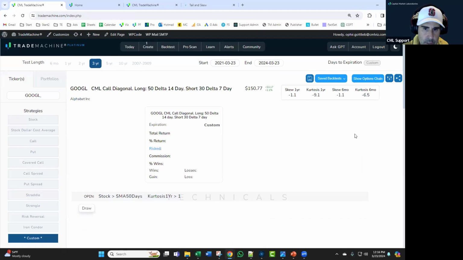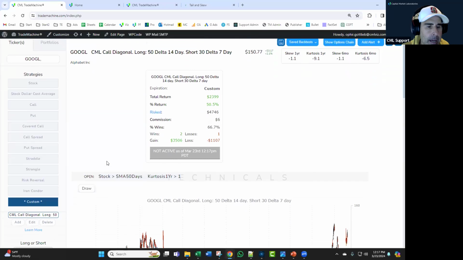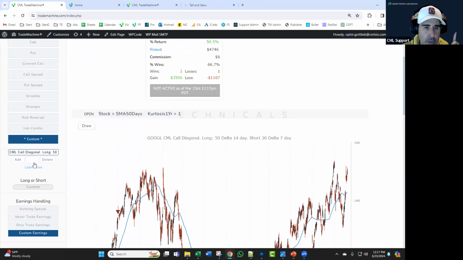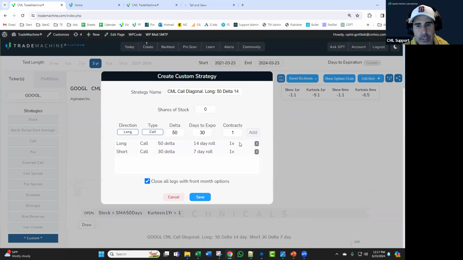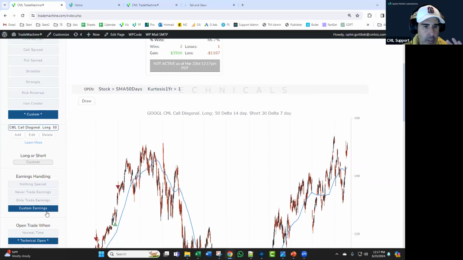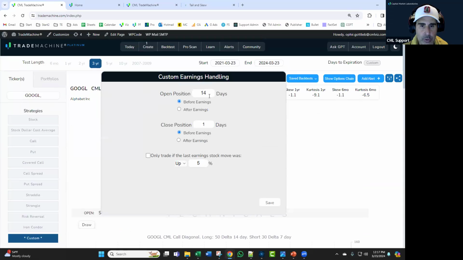Okay, so here's how Google has done with this pre-earnings diagonal. This is a custom strategy, so in order to see what it is, just click edit. This is buying an at the money call, 14 days to expiration, selling a call that's closest to 7 days to expiration, and closing this whole thing when this one expires. So this is a 7-day diagonal. To be really specific, you open it 14 days before earnings and close at a maximum of 1 day before earnings, but you would probably close earlier.